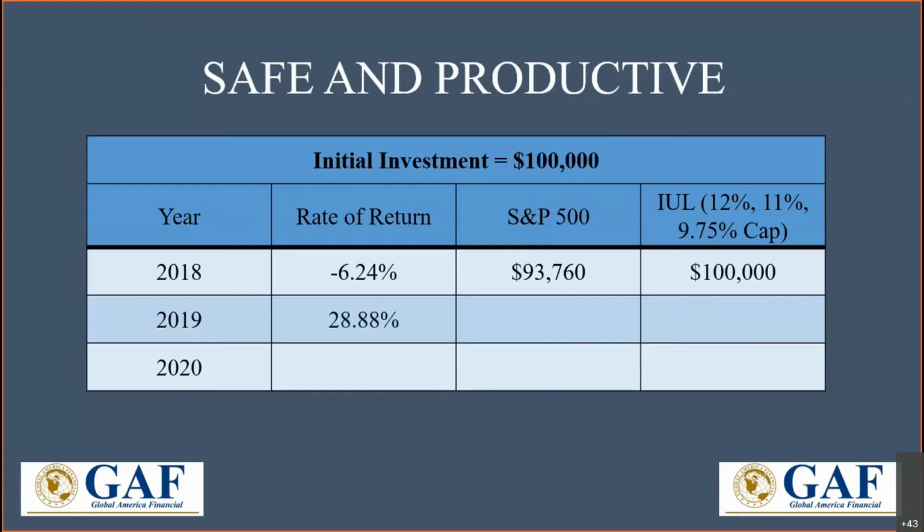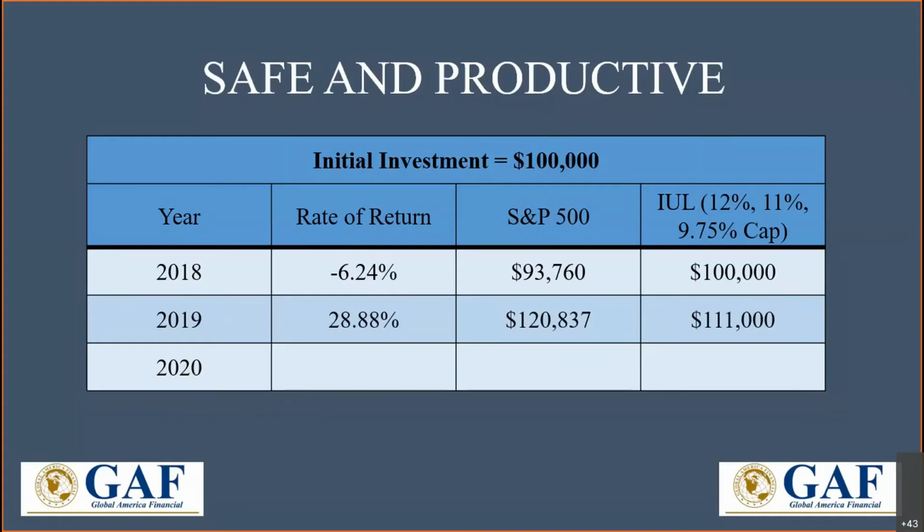Because in 2019, the market did fantastic, 28.8%. If you're in the stock market, you did great that year. Your S&P account would go from $93,120 up. That's a great year of returns. With the IUL, you're capped at 11 versus 28. It's okay, you have $111,000. You're still behind the market, but at least you didn't lose anything the year before that.